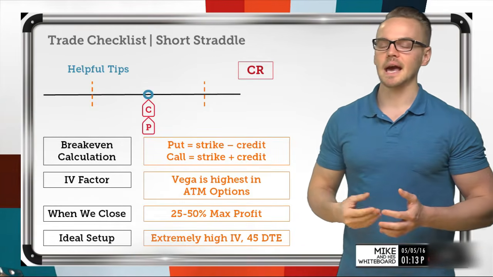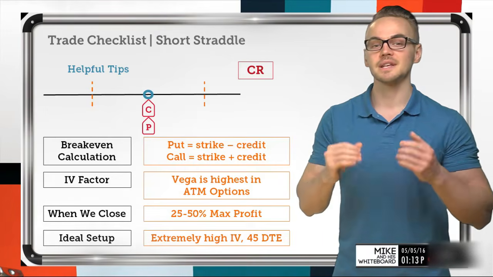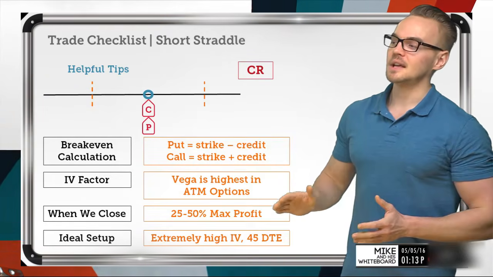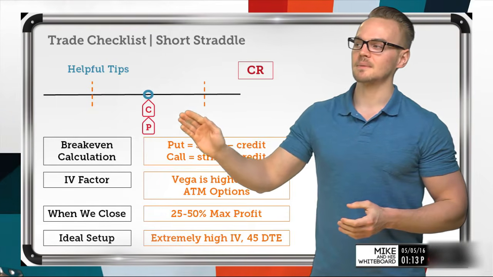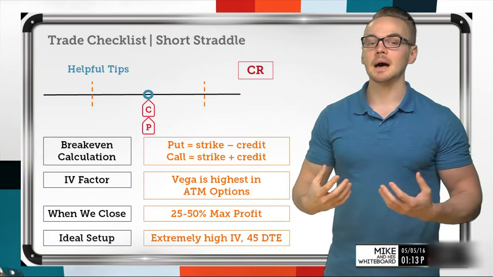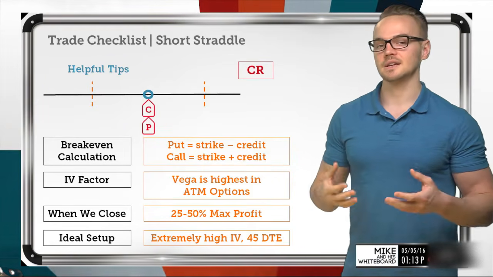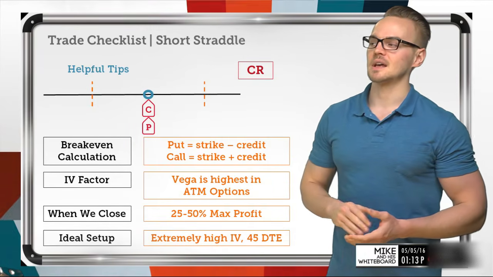Normally when we're looking at selling premium, we look to close and manage our winners at 50%. But when we're looking at this strategy specifically, since we're dealing with a specific strike and we have a pretty tight range of profitability, and the fact that we're collecting a lot more than we would for selling something like a strangle, we're going to be okay with closing this at 25 to 50% max profit.